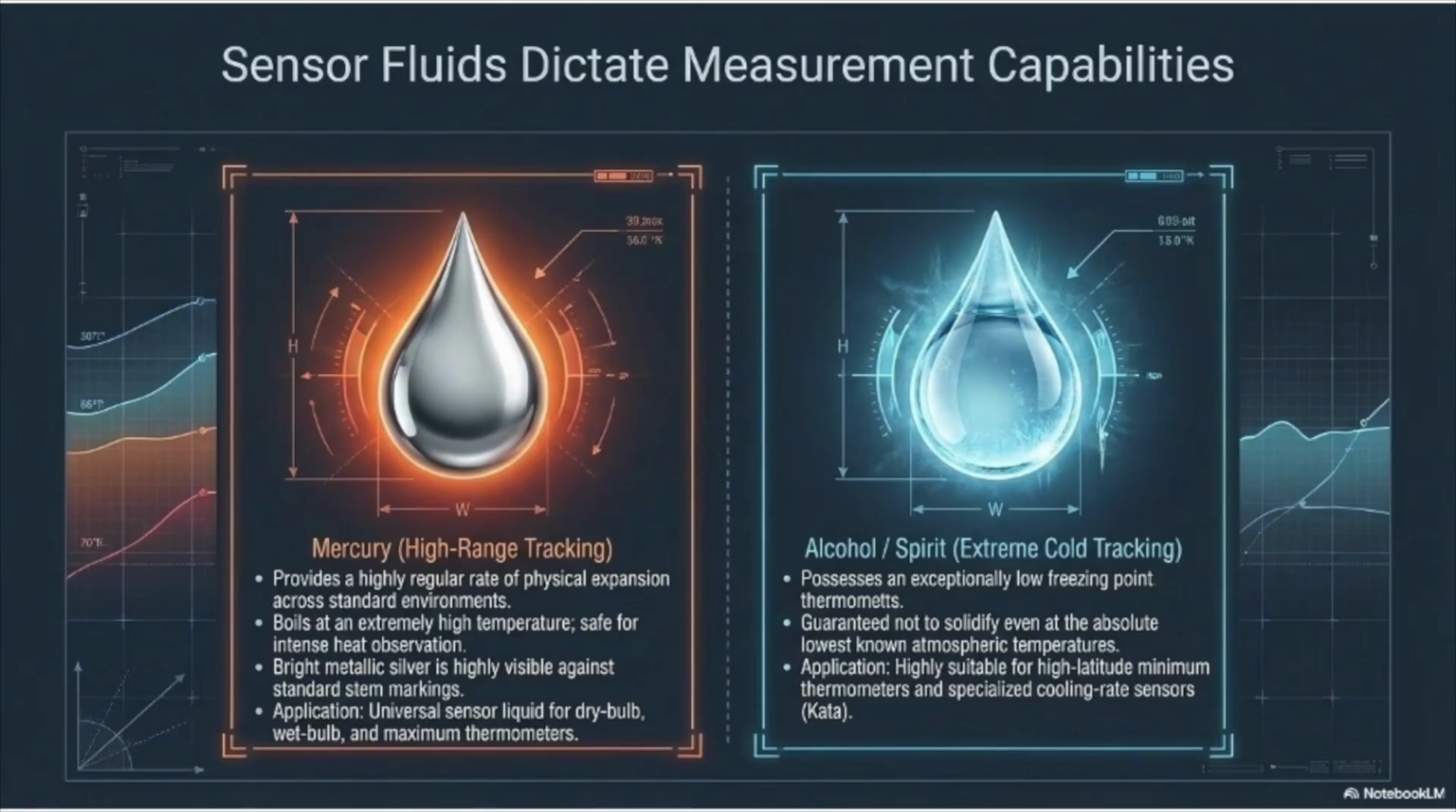Alcohol or spirit is used for extreme cold tracking since it possesses an exceptionally low freezing point and is guaranteed not to solidify even at the absolute lowest known atmospheric temperatures, making it highly suitable for high latitude minimum thermometers and specialized cooling rate sensors known as kata thermometers.